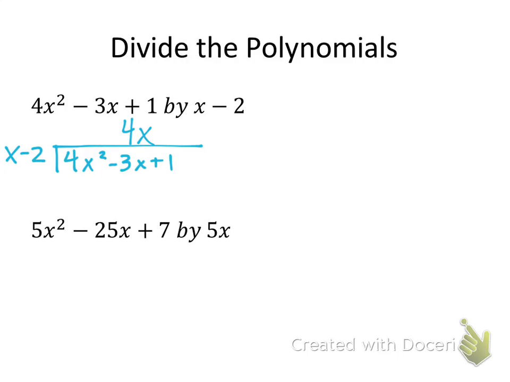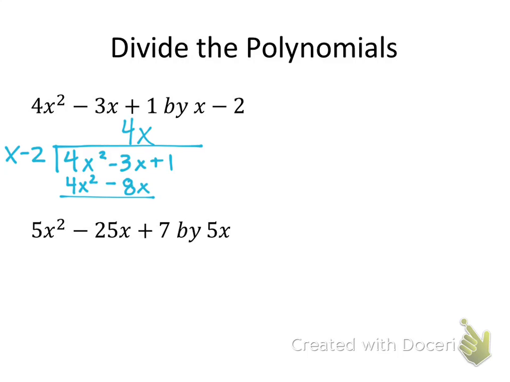Then what I do, and this is what a lot of you forget to do, I've got to multiply this 4x by everything here. I've got to multiply it by the x and the minus 2. So I do 4x times x is 4x squared. And the whole point is to get those identical. Then 4x times negative 2 is negative 8x.